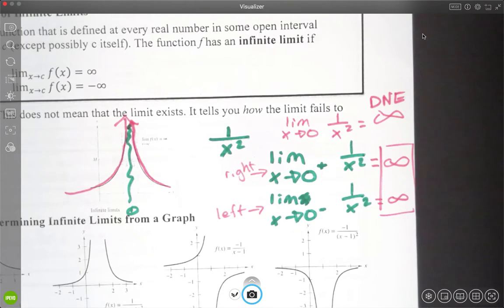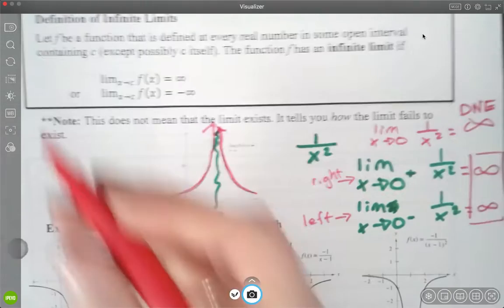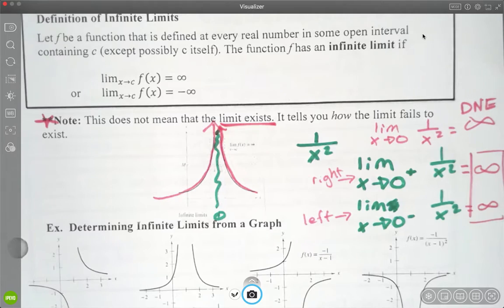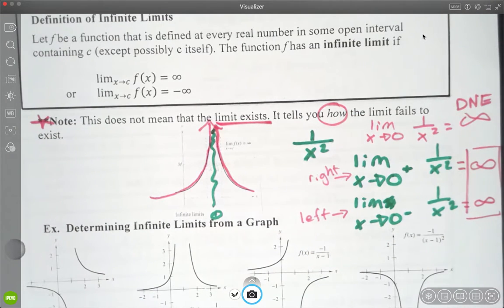Okay, I will take either one. If you want to say does not exist or you want to say infinity, I am fine with that, right? A lot of times I will say infinity just because that's what it's approaching on either side. I won't put does not exist, but keep in mind, this is what the note says. This does not mean that the limit exists. In fact, the limit does not exist. There's not one limit that it's approaching. It's not a number that it's approaching. It just tells you how the limit fails to exist. Okay? So the limit does not exist because it's approaching infinity on both sides. Does that make sense? Okay.